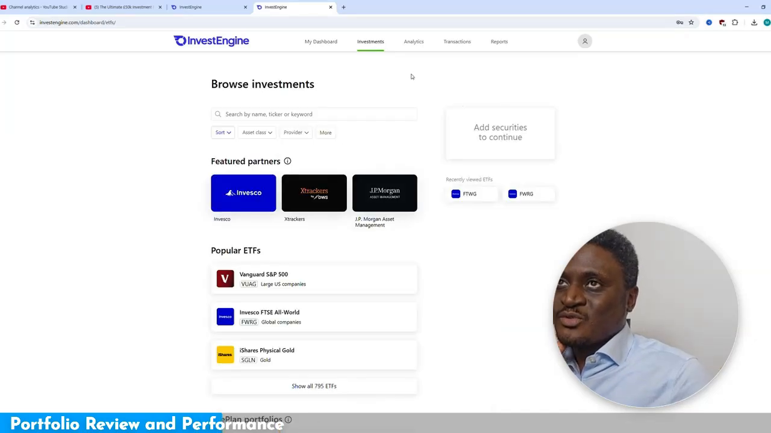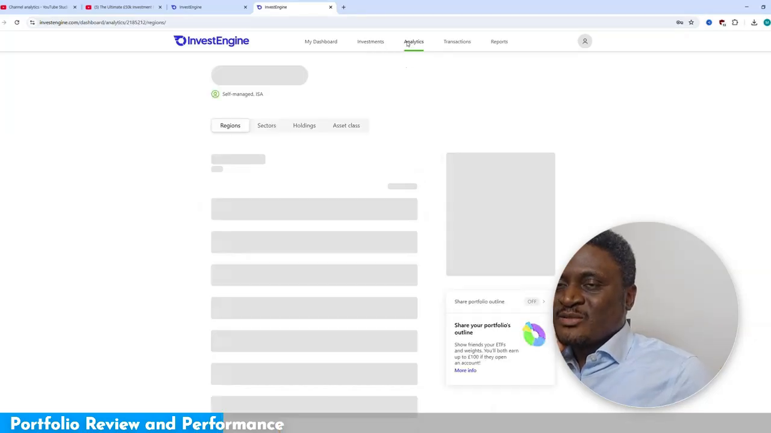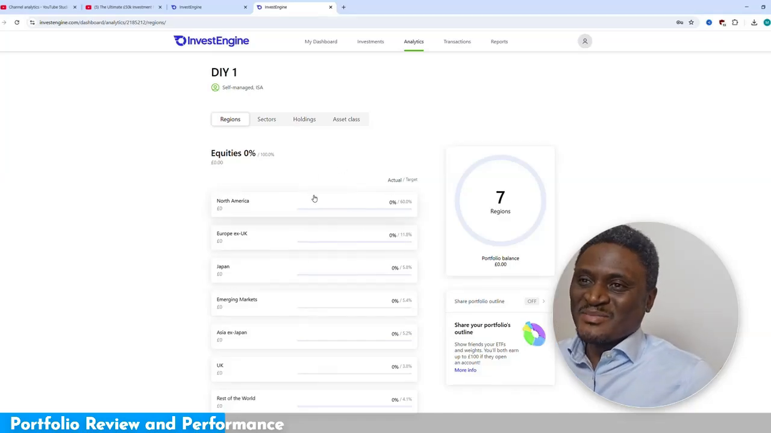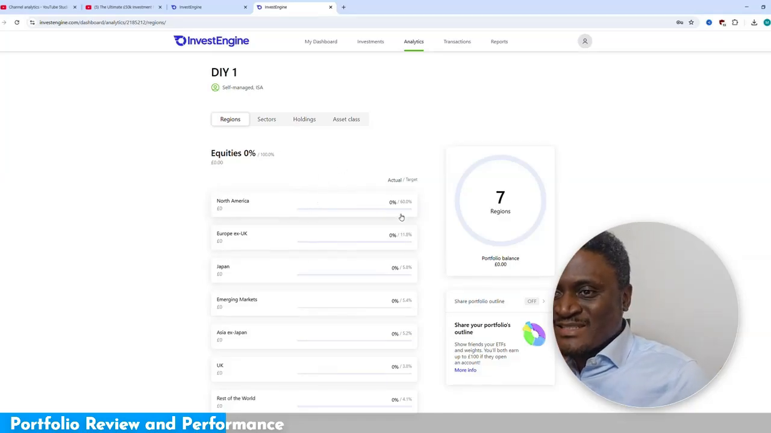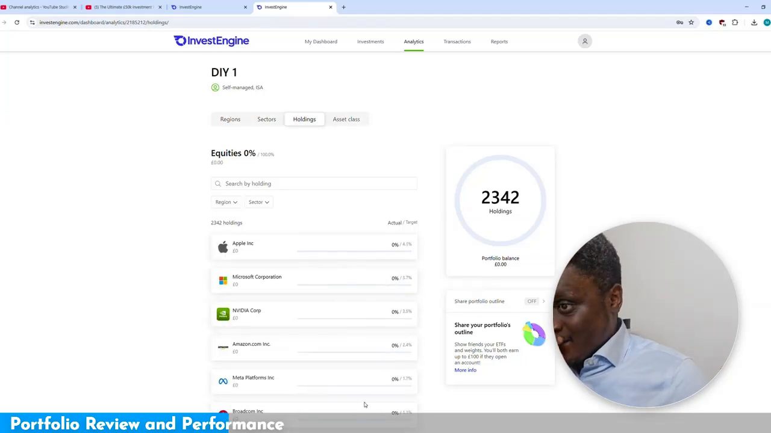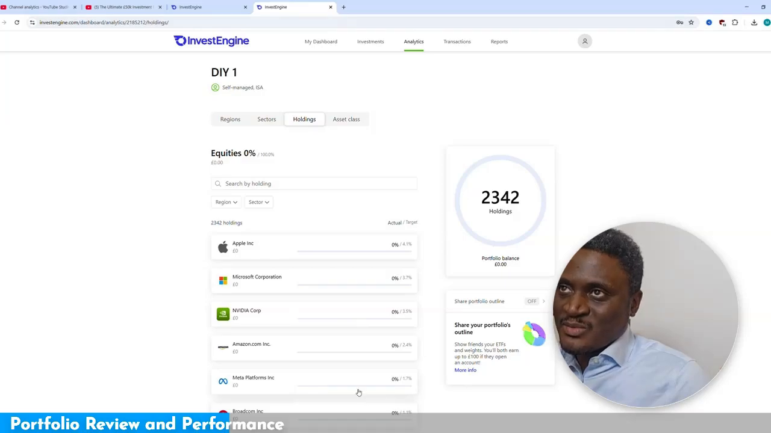If you want to check the analytics, basically looking at the breakdown of your portfolio, this is what it looks like. I've kept this very simple. But you can see, okay, this is the breakdown of my portfolio. These are the sectors. These are the companies. And if anything has changed, let's say the index has changed, you will see it here as well.